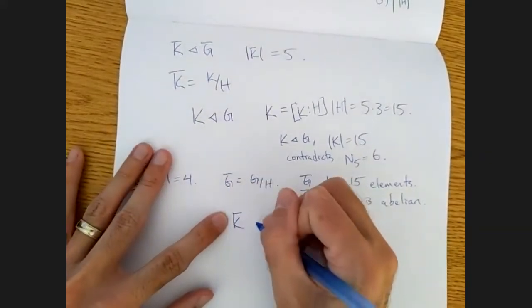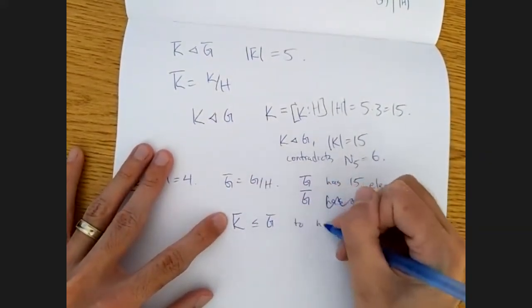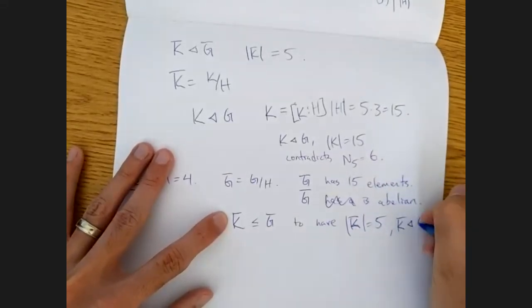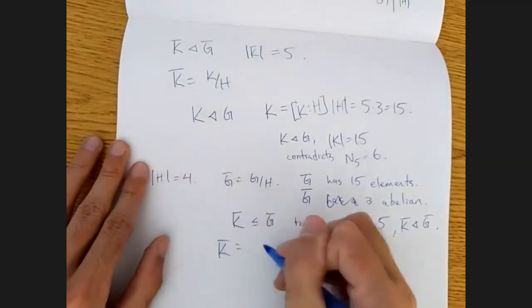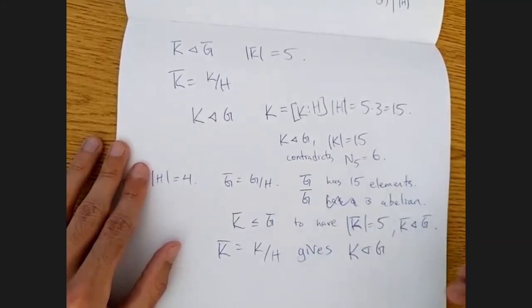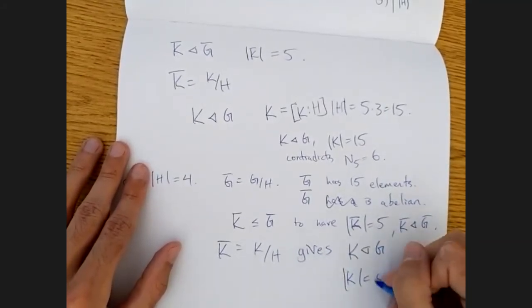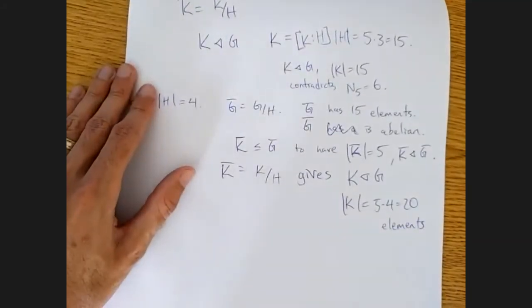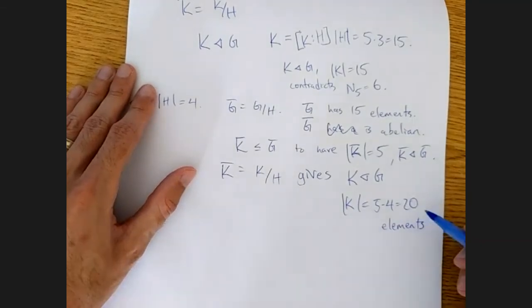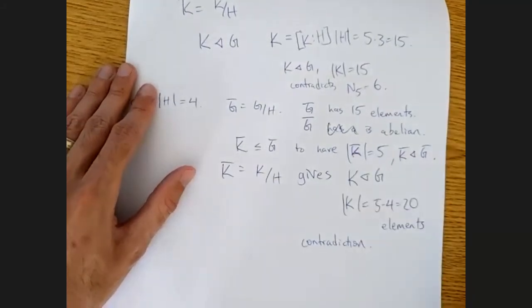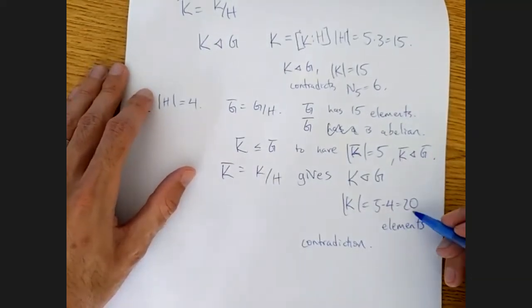So take K bar contained in G bar to have 5 elements, and K bar is normal in G bar. And writing K bar equals K mod H gives K normal in G, and K has 5 times 4 equals 20 elements. But we already saw a normal subgroup with order divisible by 5 is a contradiction. This is a contradiction again. So all of these basically come down to the same thing, that you aren't allowed to have normal subgroups of order divisible by 5 if n5 equals 6.